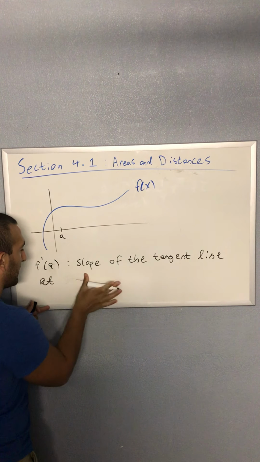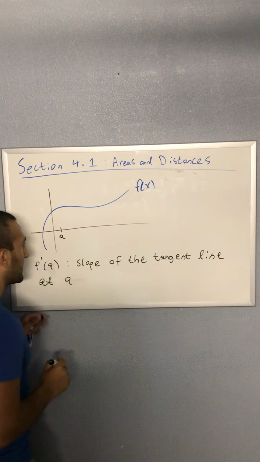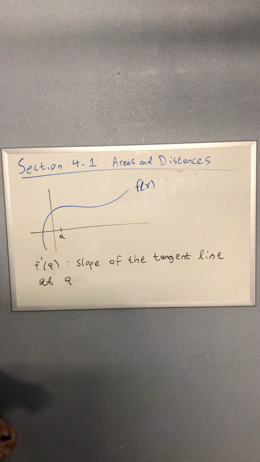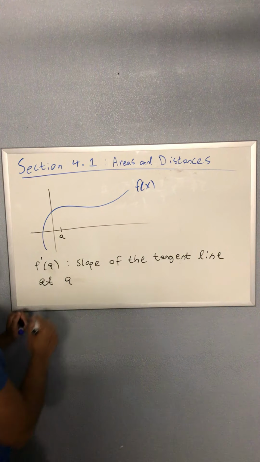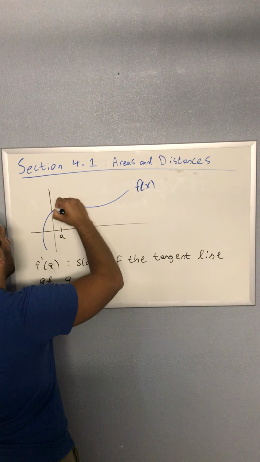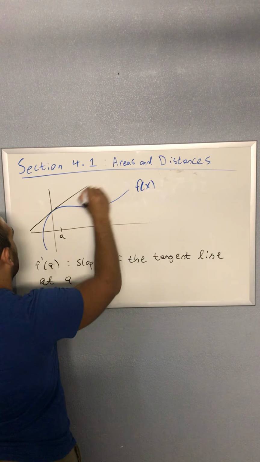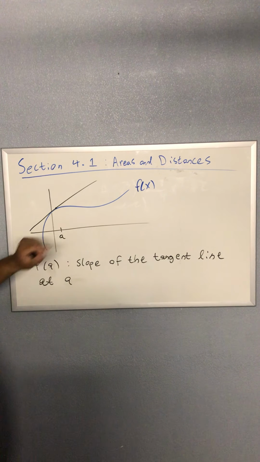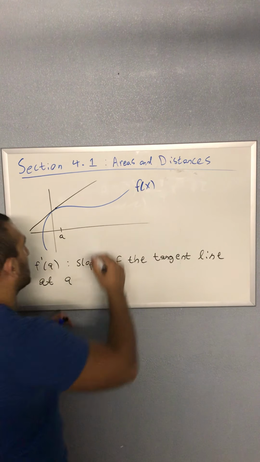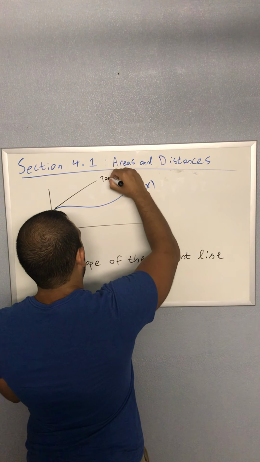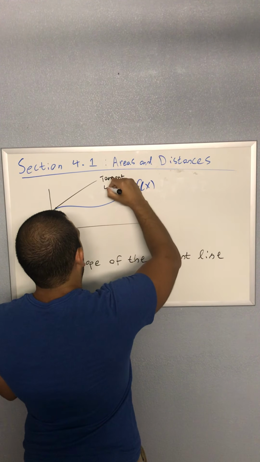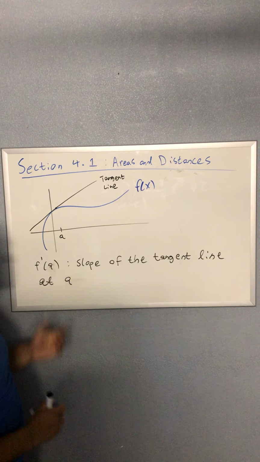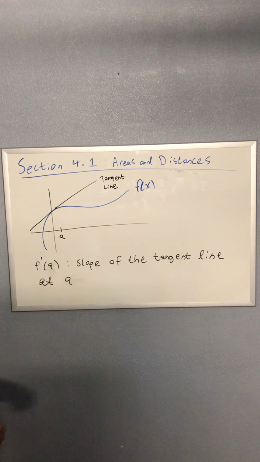Or maybe to be a little less confusing, we'll just say a, where a is just some number. So a could be 1/2, it could be 2, who knows? And what do I mean by the slope of the tangent line? If you recall, the tangent line was the line that just grazed your function right at that point. This was the tangent line. So the slope of this line is what the derivative is telling you.